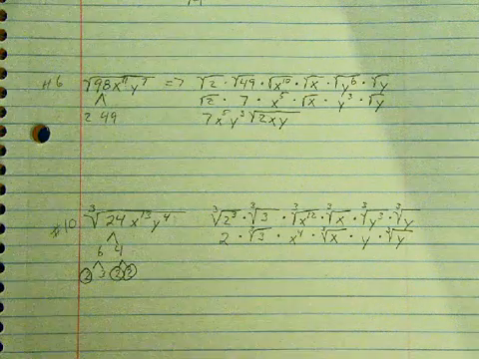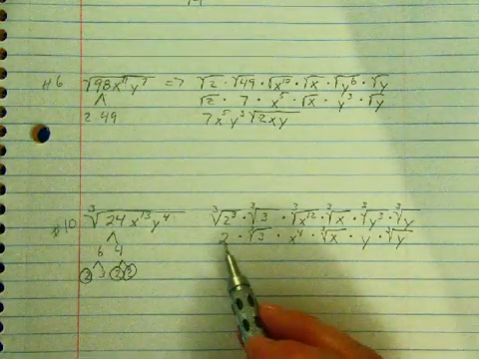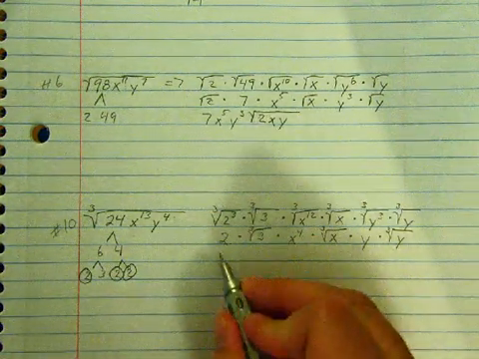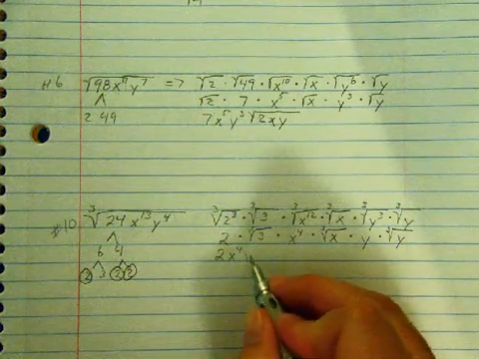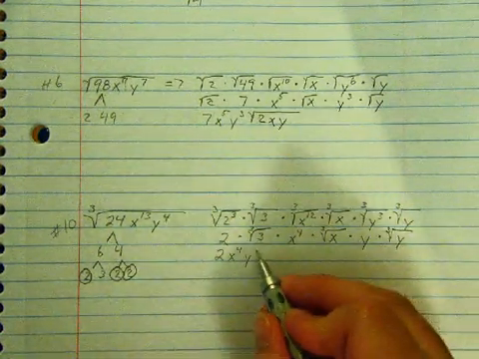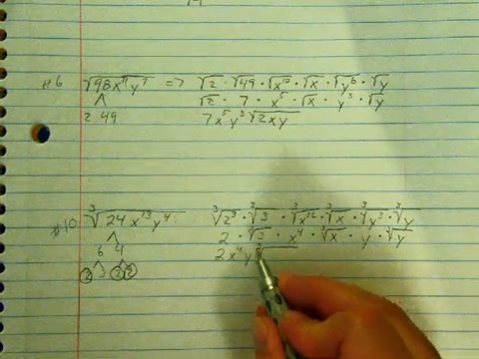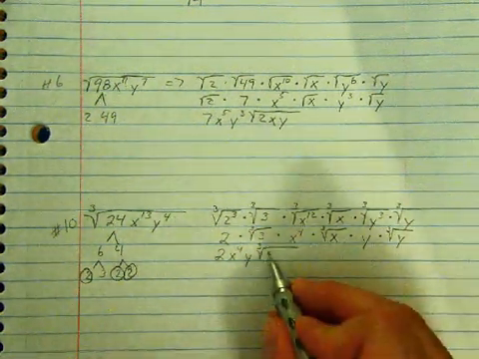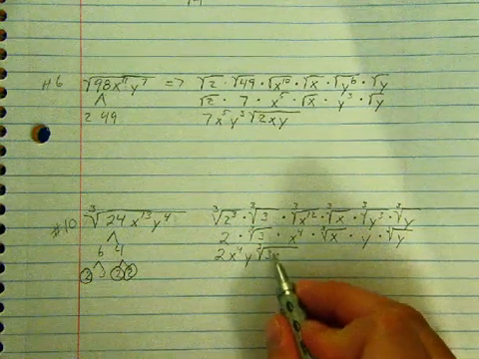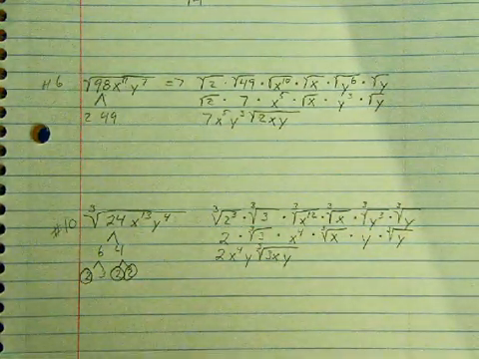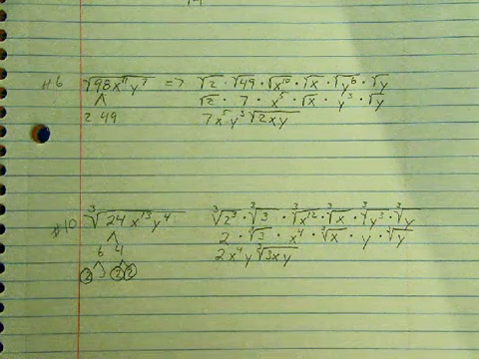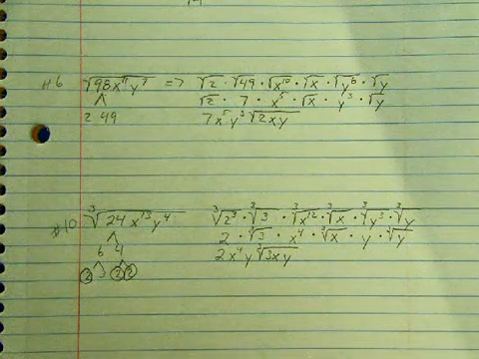So again, just like we did before, everything that was outside of our radical, we're going to put those together at the front. So 2x to the 4th, y. And then we're going to go to the third root. We have a 3, an x, and a y. So that's simplifying those radicals, whether you have a square root or a third root.